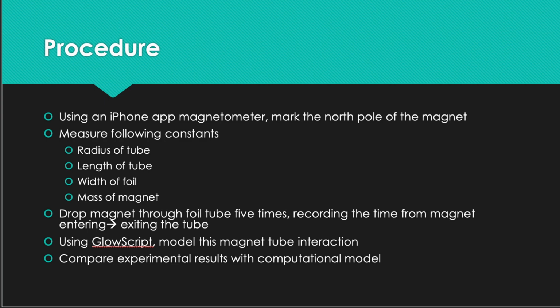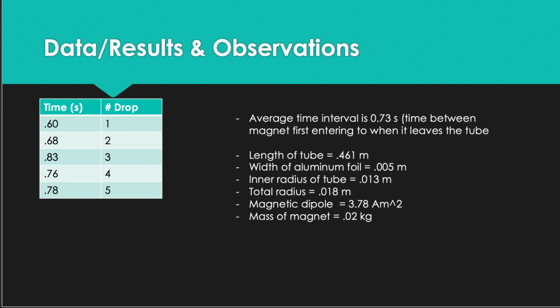The procedure is we'll use an iPhone app magnetometer from a couple of labs ago to mark the north pole of the magnet. We'll measure the following constants: radius and length of the tube, the width of the foil, and the mass of the magnet. We'll be dropping the magnet through a foil tube 5 times, recording the time from the magnet entering to exiting the tube. We'll model this interaction using code in GlowScript, and then we'll compare those results with the experiment. So here are the results.